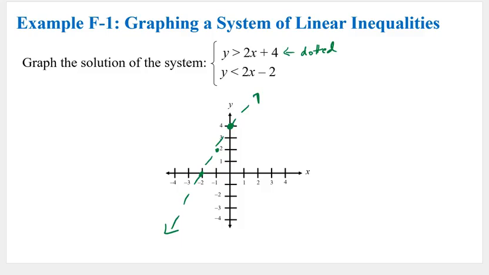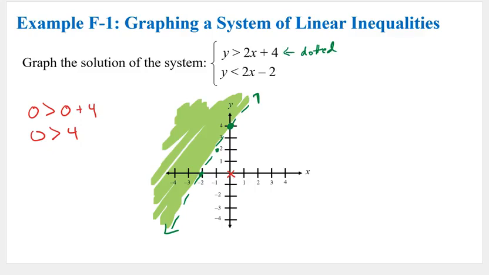I'm going to test 0, 0 like I always have. So 0 greater than 0 plus 4. Is 0 greater than 4? It is not. So I would not be shading below that dotted green line. I would be shading above it. So I'm going to shade everything above.